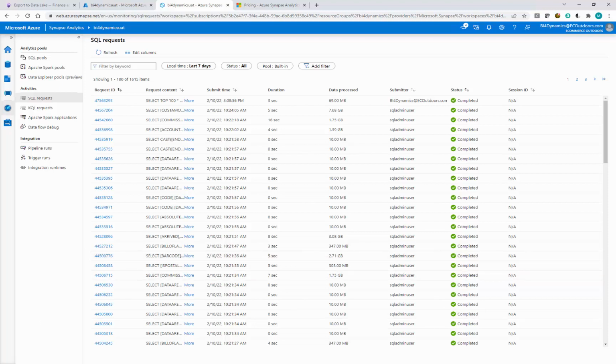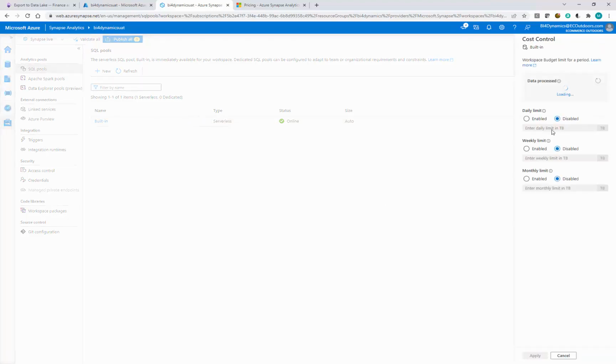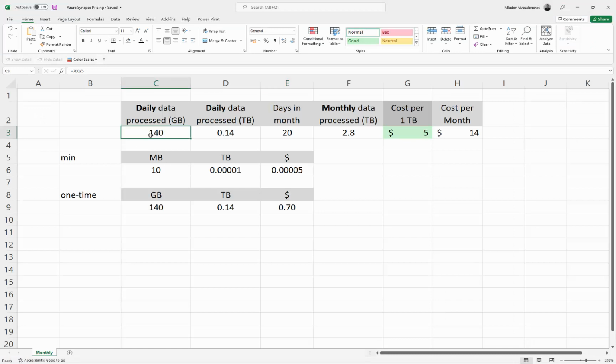If we look into how much data we have processed, let's have a look at the settings available here, and we will see that this week we have processed 700 gigabytes. So what it means, or how much it costs us, is the following. 700 divided by 5 is 140 per day, 20 days in a month. So we process almost 3 terabytes of data, but the cost is only $5.